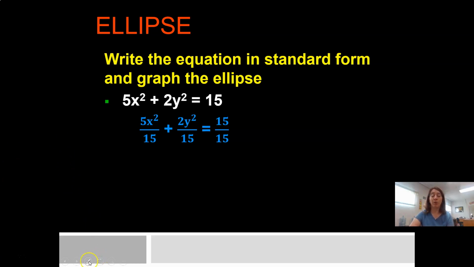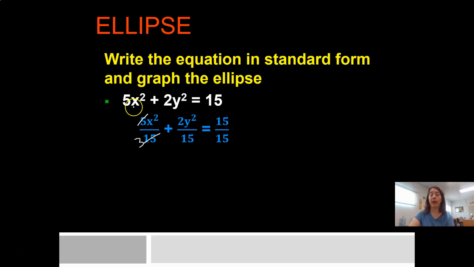Now, how do I simplify? How do I get this into that standard format? You're just going to reduce with these fractions. So we take a look at 5 and 15. What can 5 and 15 both divide by? 5. So 5 divided by 5 would cancel that out, and 15 divided by 5 is 3. So the first part in our standard format is going to say x squared over 3.